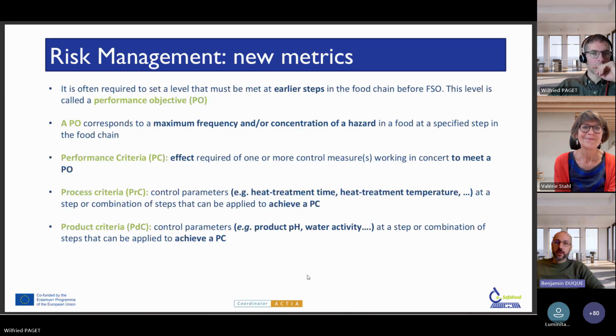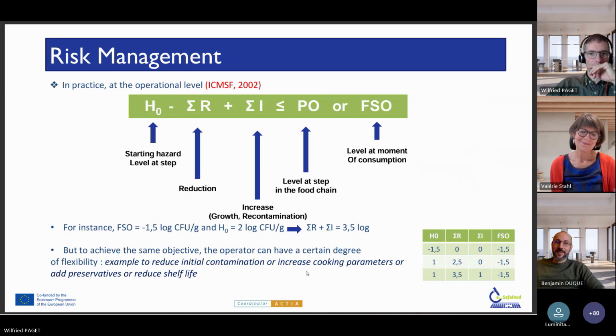You can change the slide, please. Yeah, thank you. The next, please. Yes, thank you.